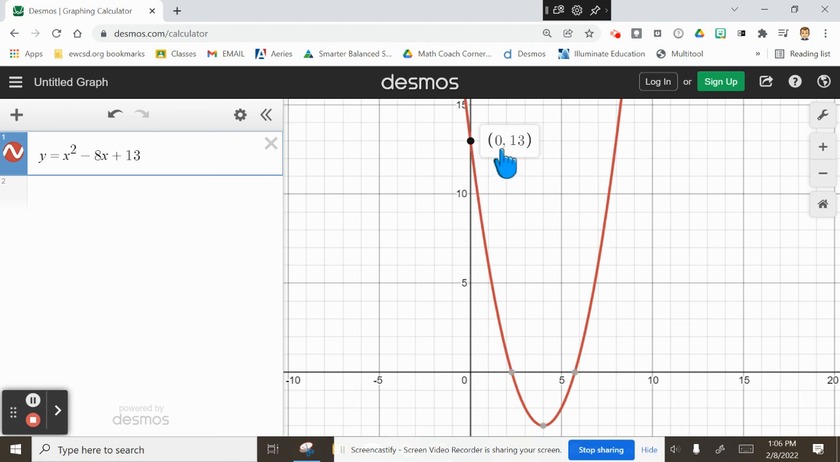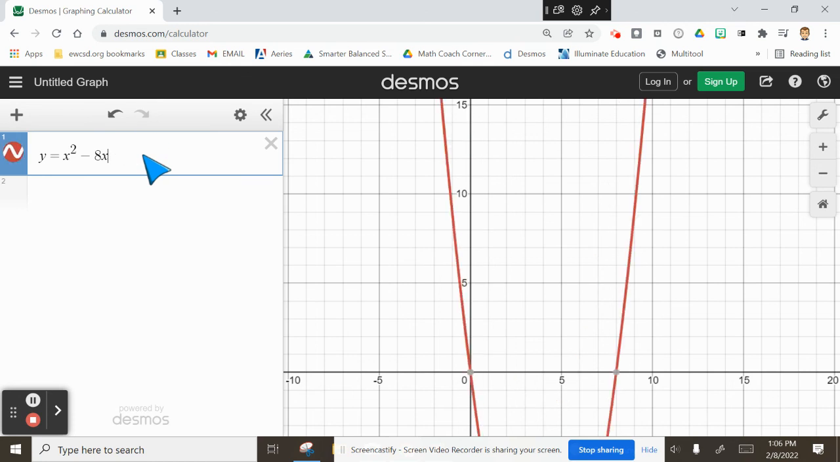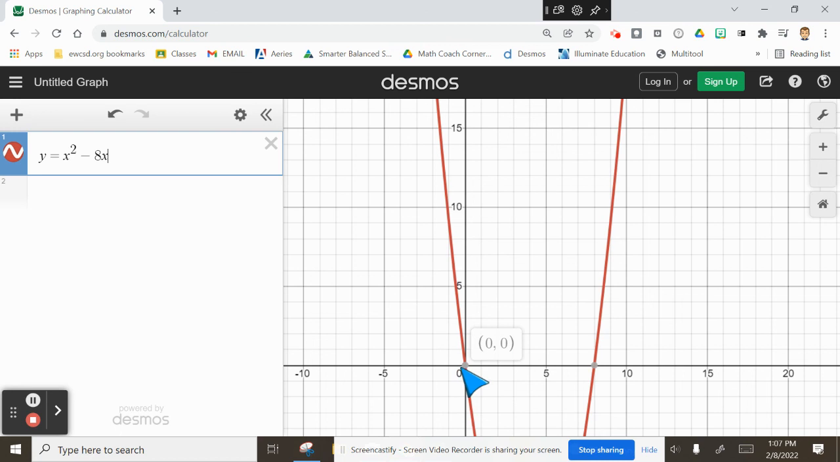Why does that make sense? That means when x is 0. Does that make sense? If x is 0, this gets destroyed. All this is gone. All that's left is C. What if there wasn't a C? Where's your y-intercept? At the 0, at the origin, okay?